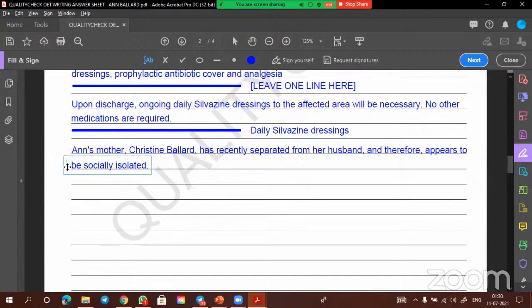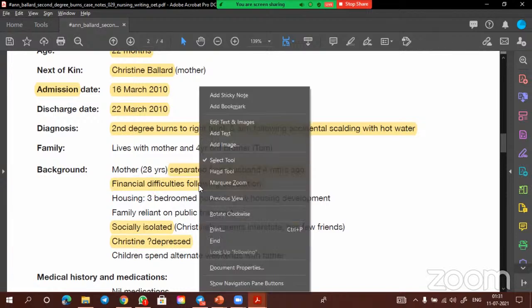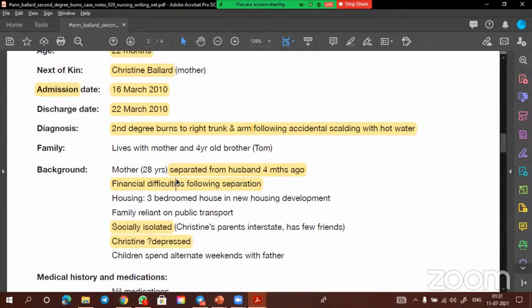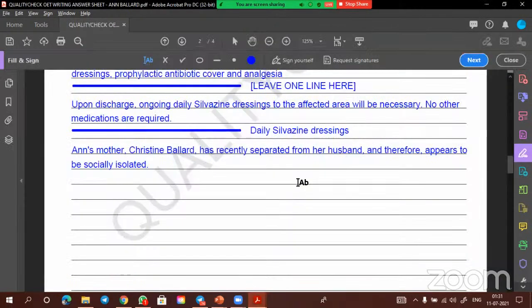So how can you modify the sentence? Appears to be socially isolated. Right. Now the next one is here. Now here, this is the next point. Copy text. Okay. Now here, continuation in the next sentence.